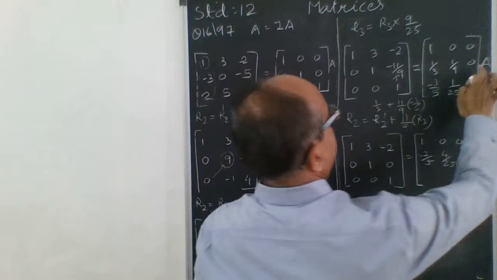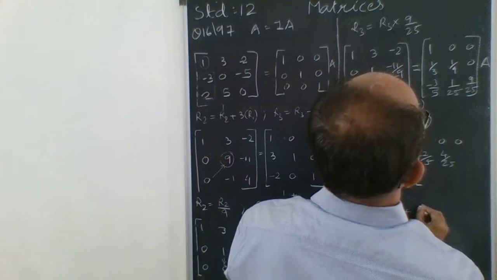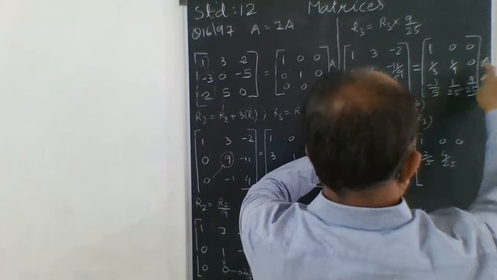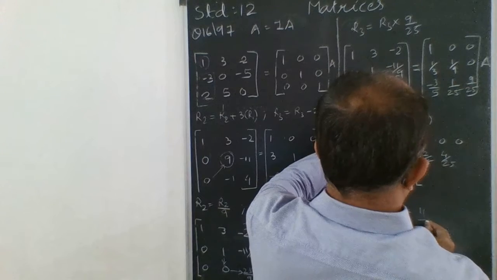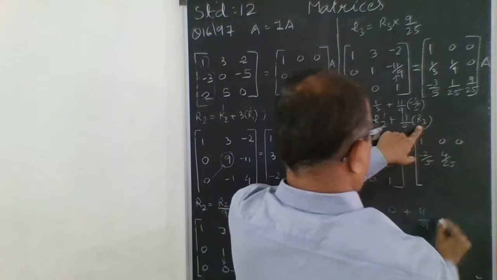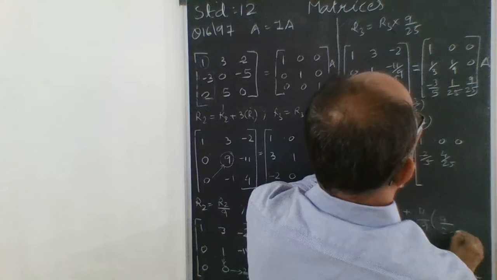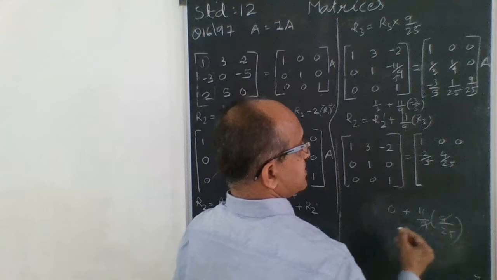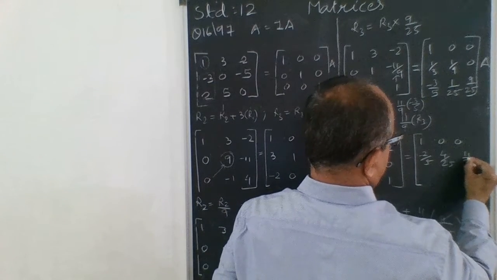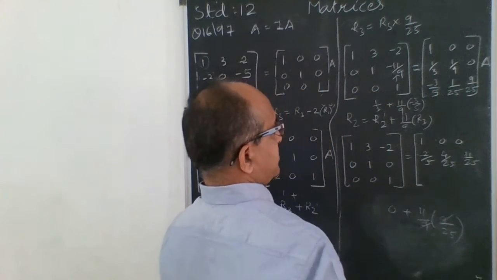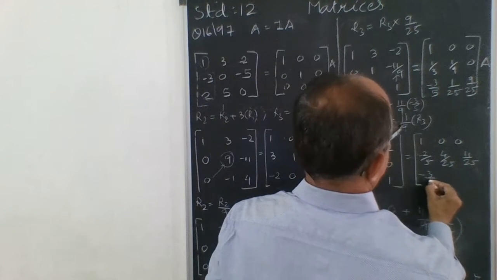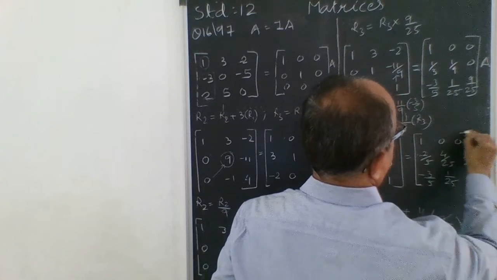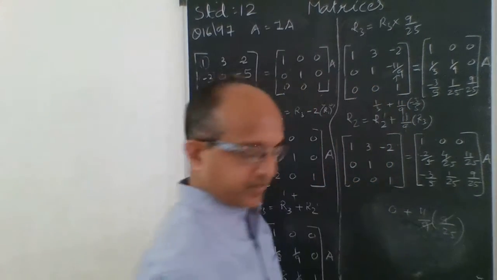Now this one, this is 0 plus 11 and R3, this is R2, that is 0, right? And 11 upon 9 into R3. R3 is 9 upon 25. So here 9 and 9 will get cancelled. So what are we getting? 11 upon 25, right? And R3 will remain as it is, 9 upon 25 into 8.